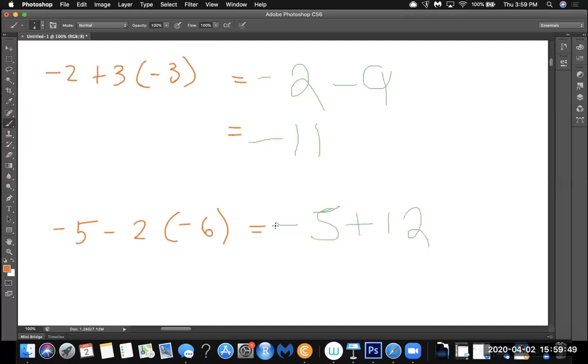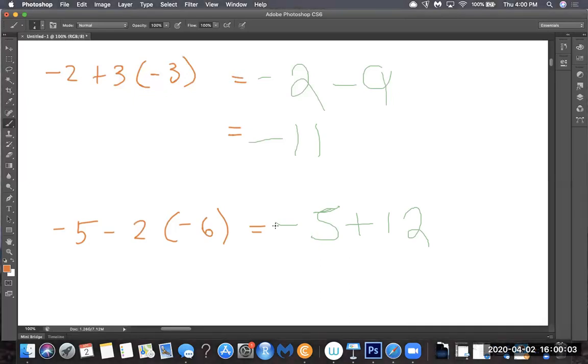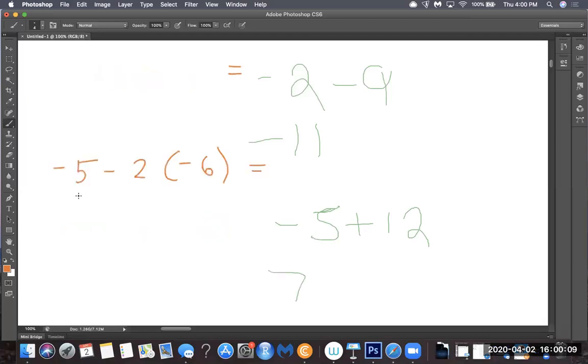Perfect. Now, what is that equal to? 7. Why? Because he owes 5 and he has 12. Excellent. Write it down. Okay. Clear the screen.